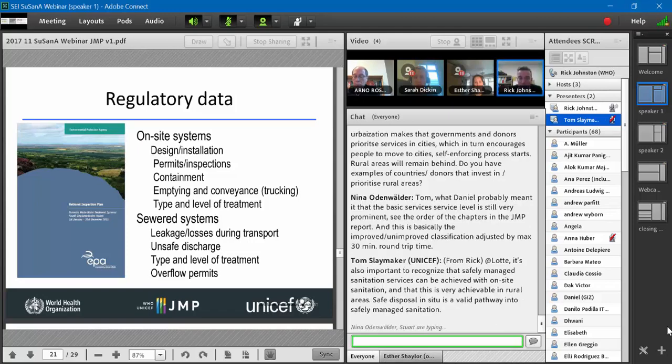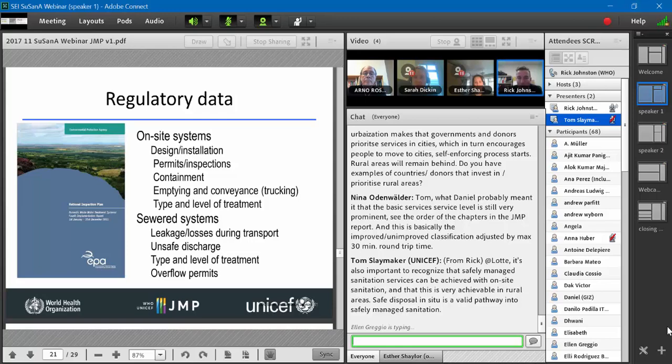So we will be doing more and more work with regulators in the future to understand the data that they have on both on-site systems and sewage systems. We have some interesting information coming through now on design and installation, and in some countries, a small number of countries, there are inspections of on-site systems. So the example on the left, I think, comes from Ireland, where there are inspections of septic tanks, and they report on the proportion which are functioning.